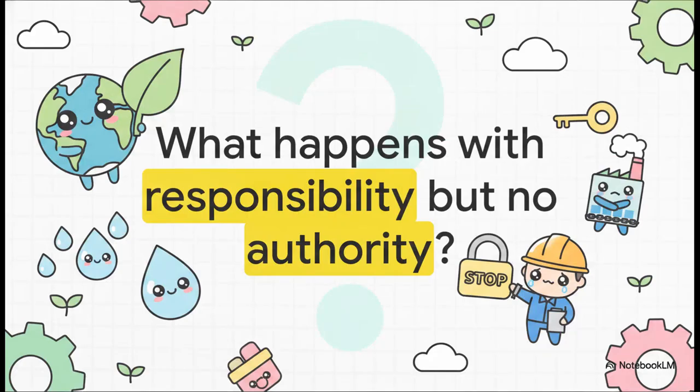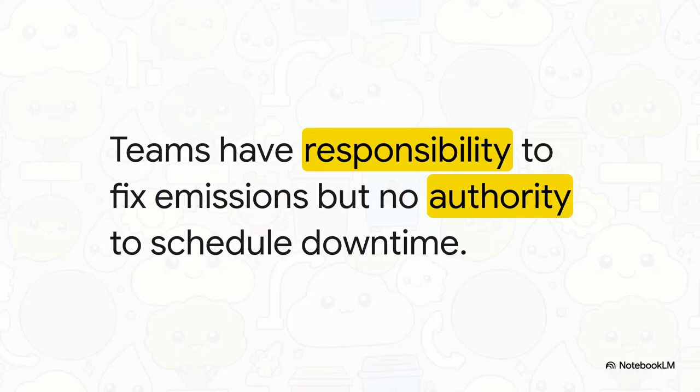But here's a critical question for you to chew on. You've assigned the roles, you've handed out the responsibilities. What happens when you give an employee the responsibility to manage an environmental risk, but absolutely zero authority to actually make decisions? Well, you get authority gaps. And let me tell you, they are incredibly dangerous.